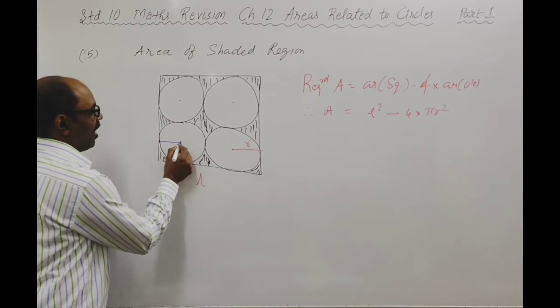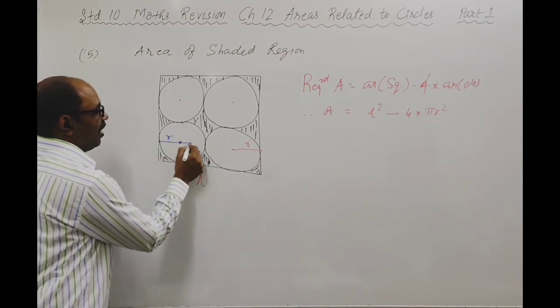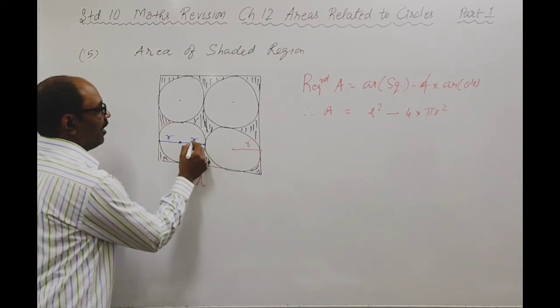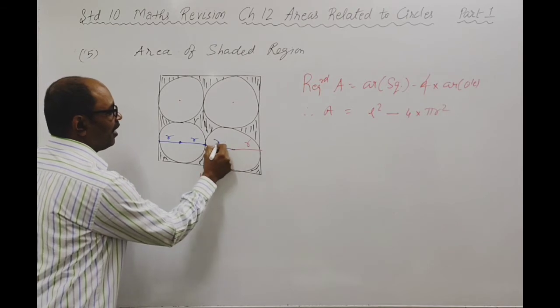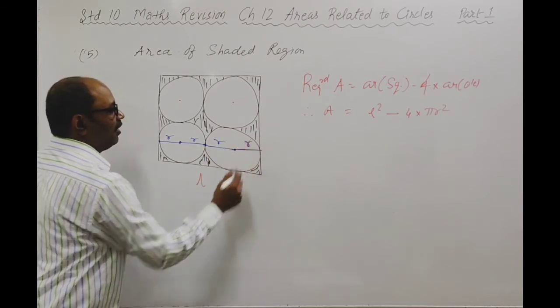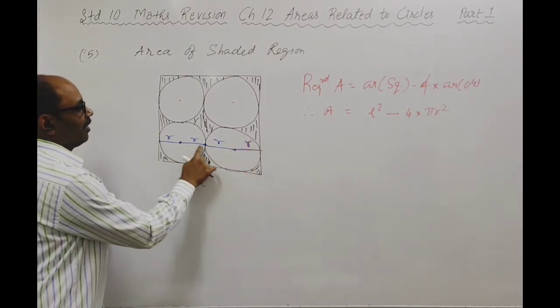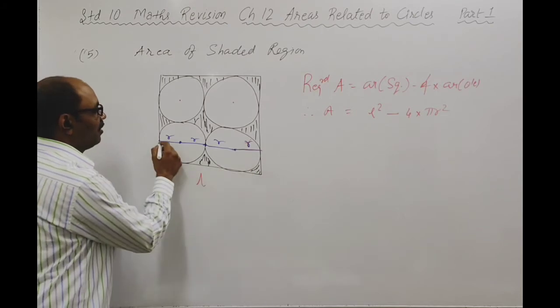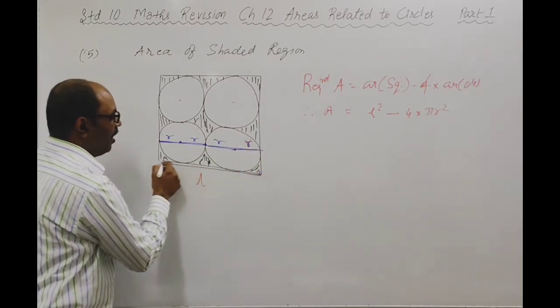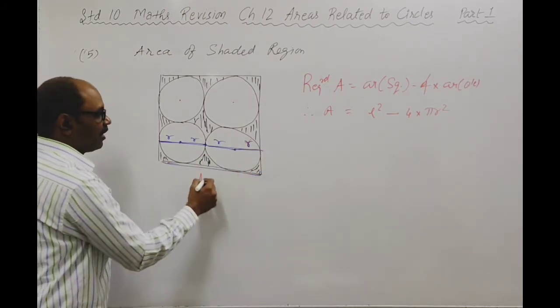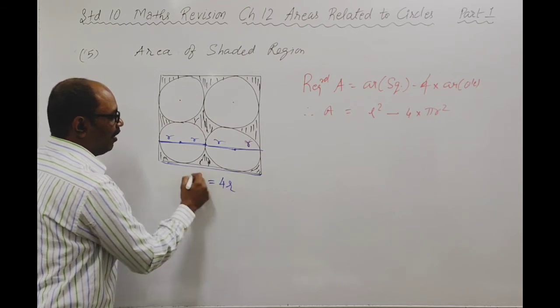What is it from here to here? Radius. From here to here, radius, and from here to here, radius plus radius plus radius plus radius. That is the total length. That is the length itself. Are you getting me? So in this figure, length is equal to 4 times radius.